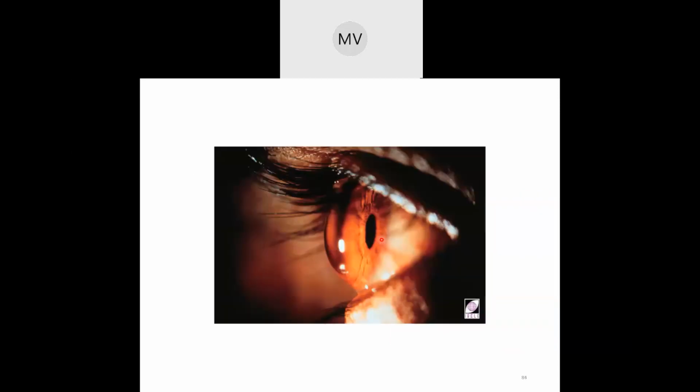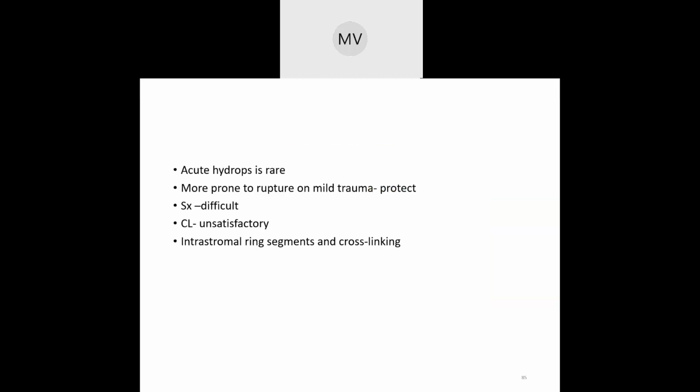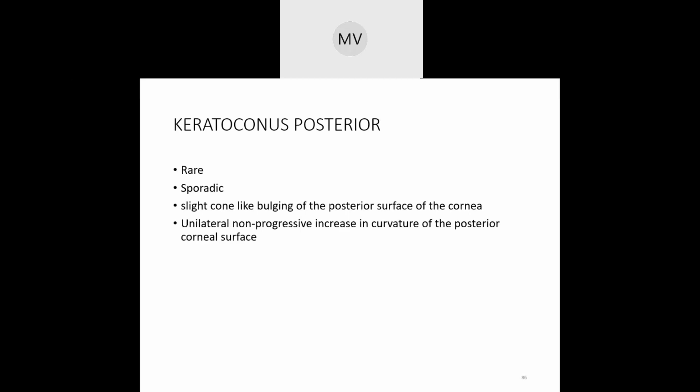If we compare keratoconus and keratoglobus, in keratoglobus the whole cornea will be protruded out, and we will see thinning at the whole corneal level. Acute hydrops is rare, and the cornea is more prone to rupture on mild trauma, and we need to protect it. Surgical difficulties will be there. Contact lens will give unsatisfactory fit as well as vision. Intrastromal ring segments and cross-linking can be performed, but it won't work that much.